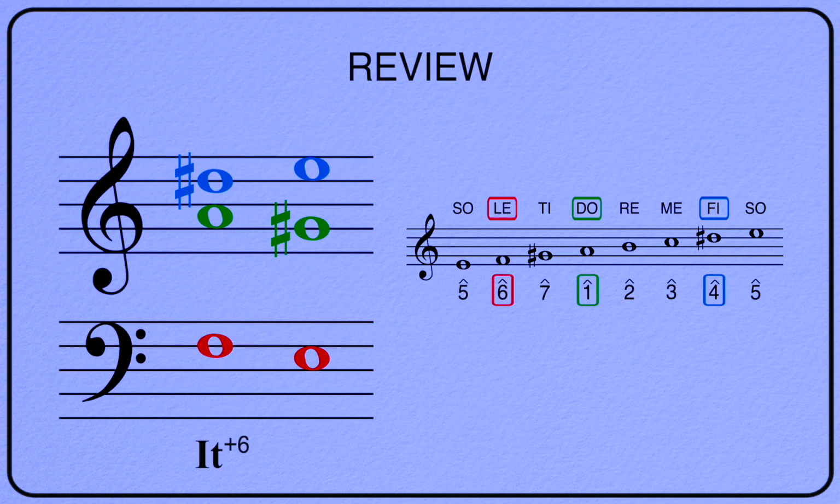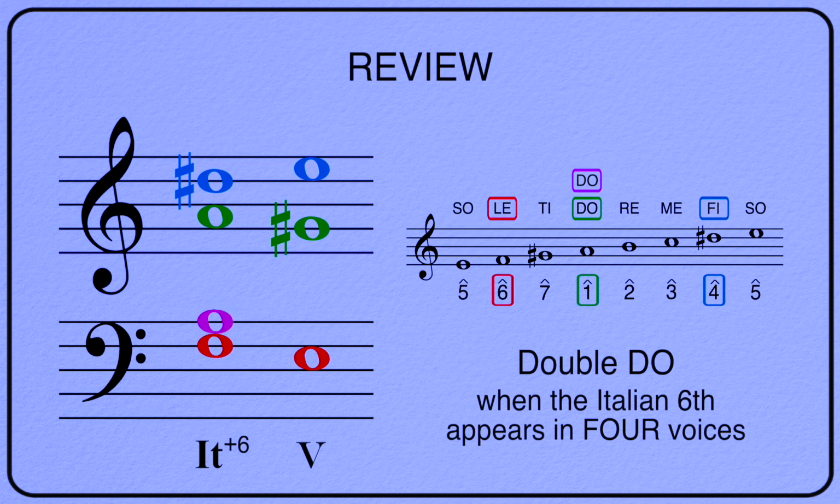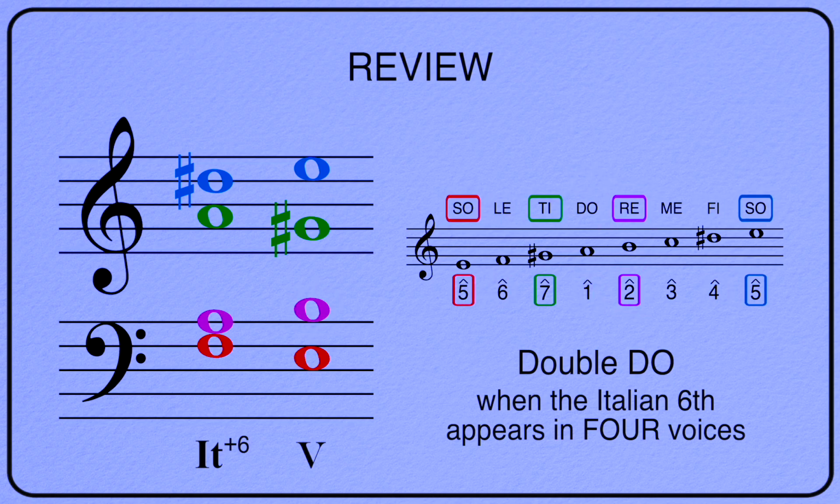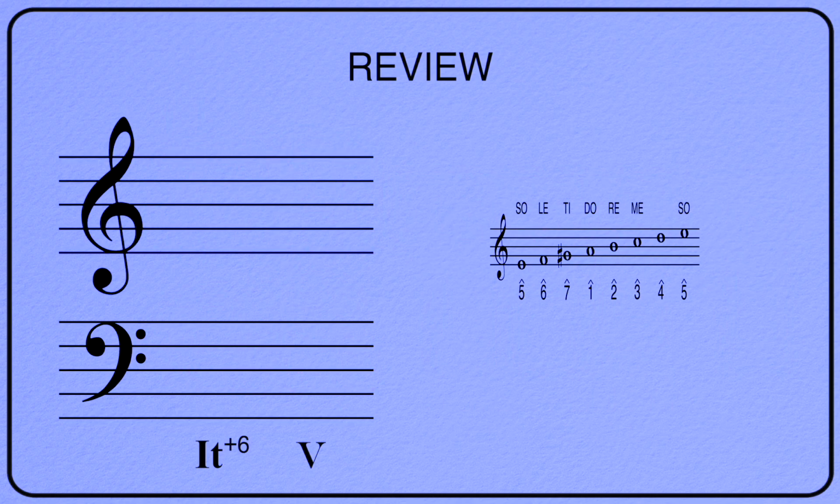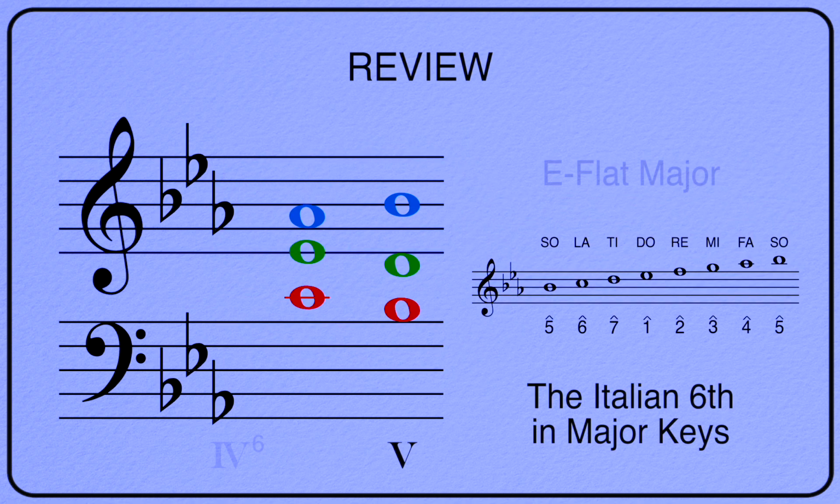Next, the Italian sixth has only 3 notes. When it resolves to 5, you get an incomplete 5 chord, missing re. But in a 4-voice texture, be sure to double do, the third above the bass. Then, with 2 voices on do, one can resolve down to ti, the other up to re, giving you a complete 5 chord. And last, the Italian sixth can also occur in major keys, but you need to make 2 changes to the 4/6 chord.